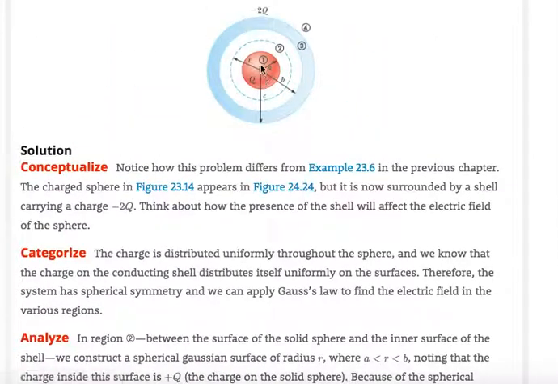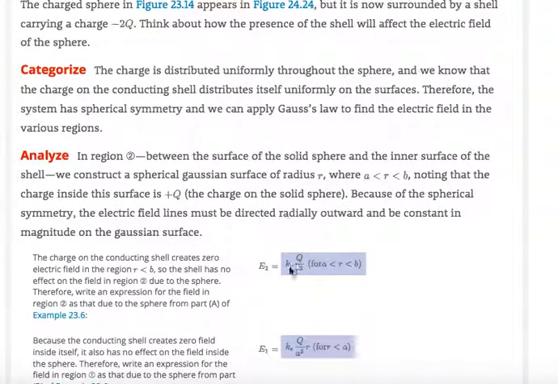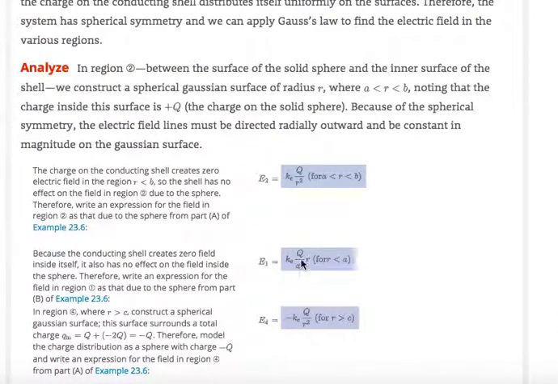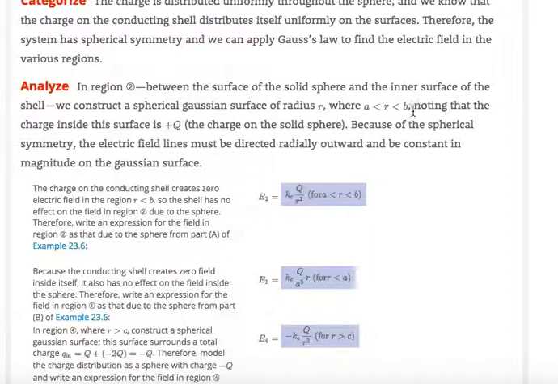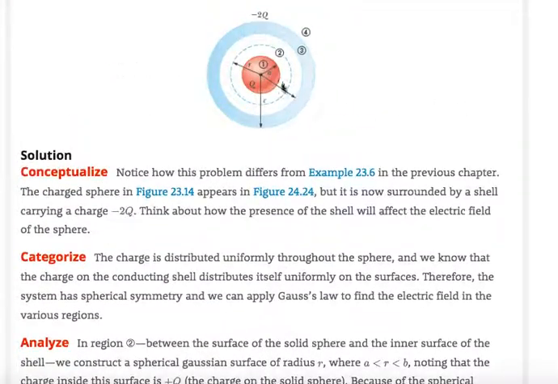So if we put a Gaussian surface inside 1 and it's uniformly charged, then E1 is kQr over a cubed, and that's because it's uniform. A is less than r is less than b. R, where's R?